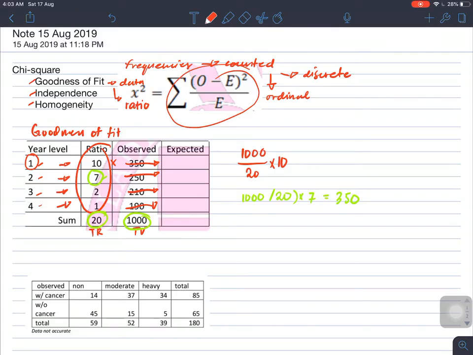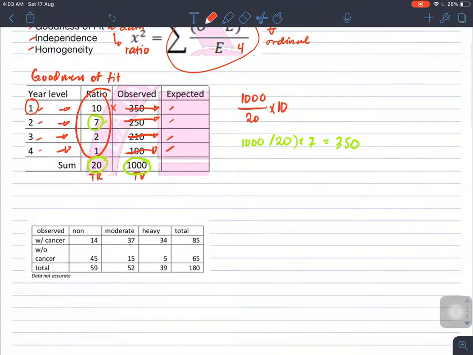But just take note that if you have 4 individual observations, so in this case, meron tayong year level 1, year level 2, year level 3, year level 4, dapat 4 different terms din po tayo when it comes to the chi-square formula. So, itsura niyan is O minus E squared divided by E plus O minus E squared divided by E plus O minus E squared divided by E.